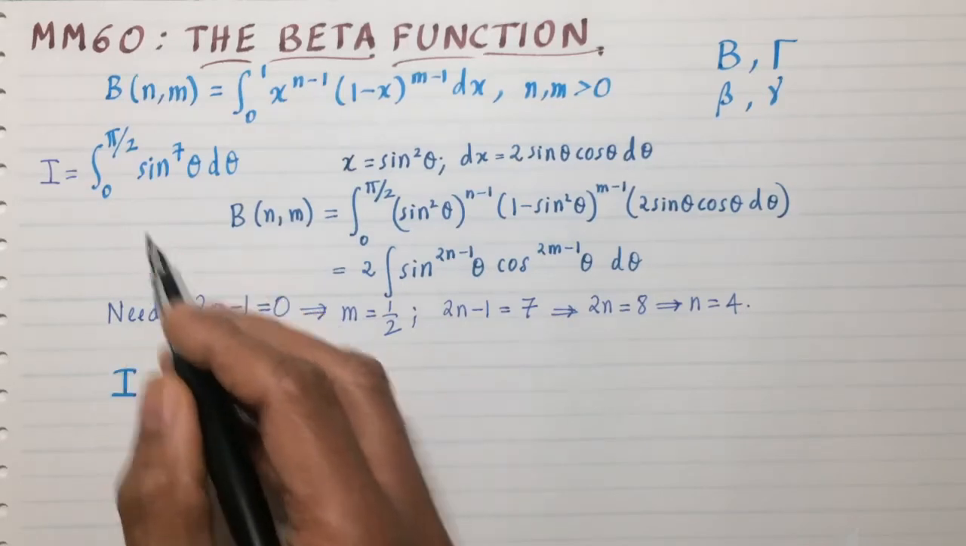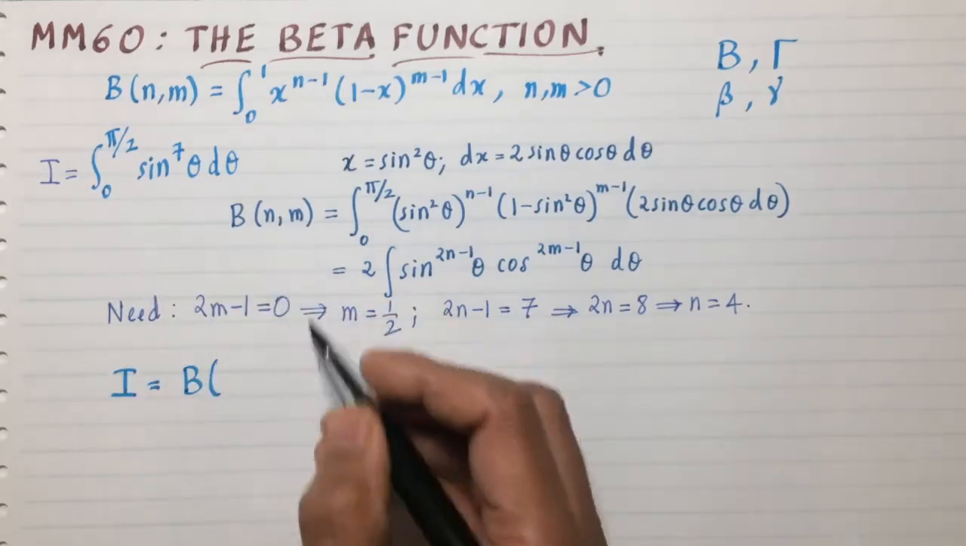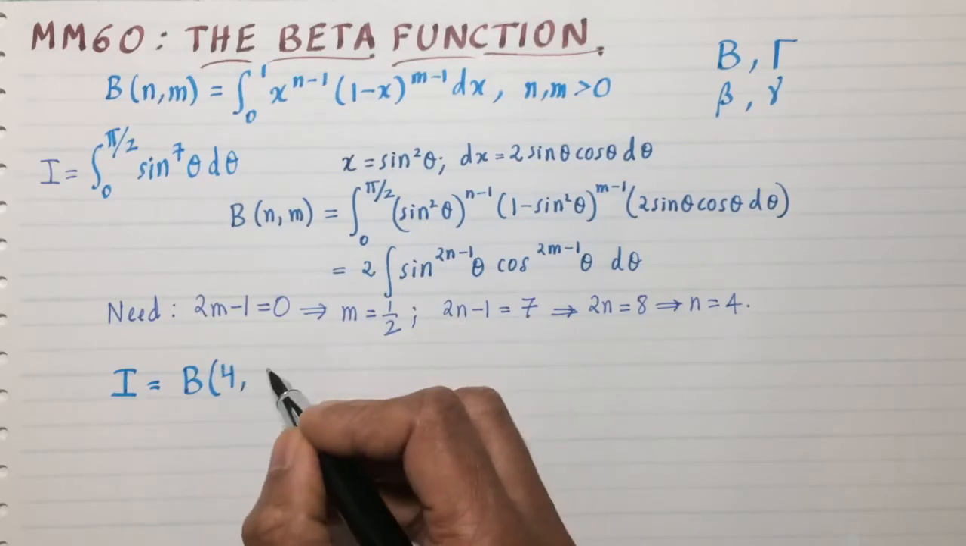So that integral I have is essentially equal to B(n, m), so that's going to be B(4, 1/2).